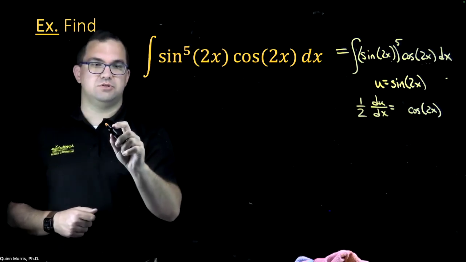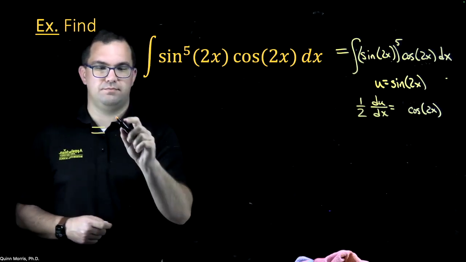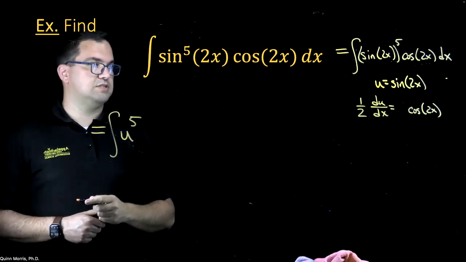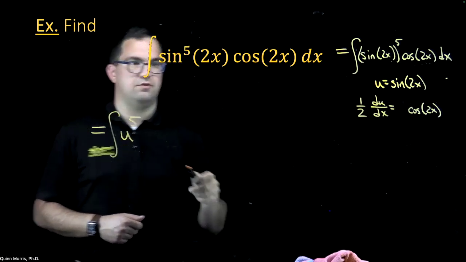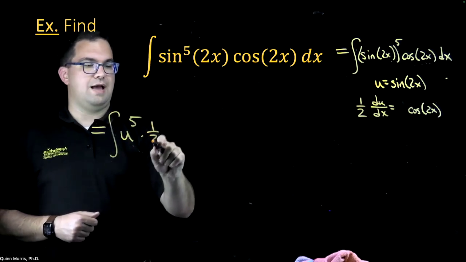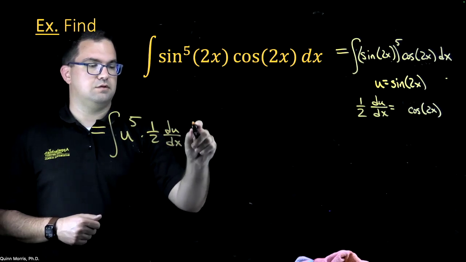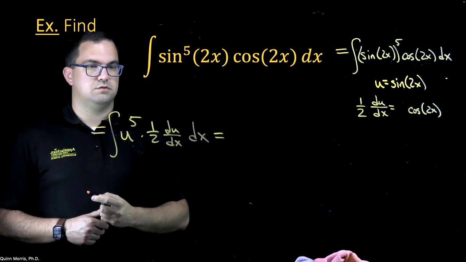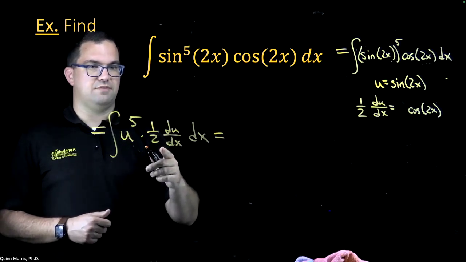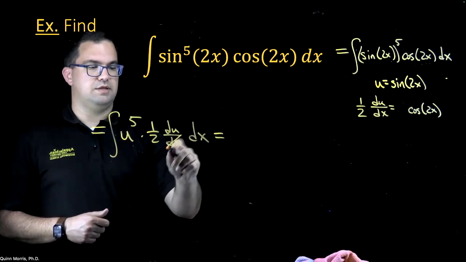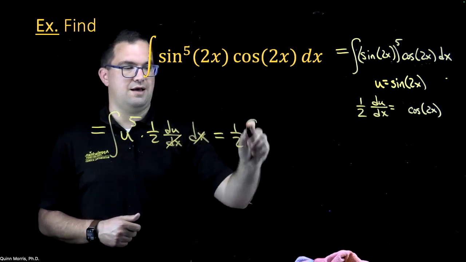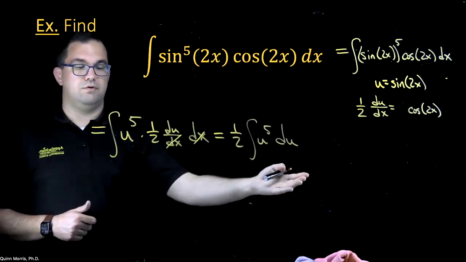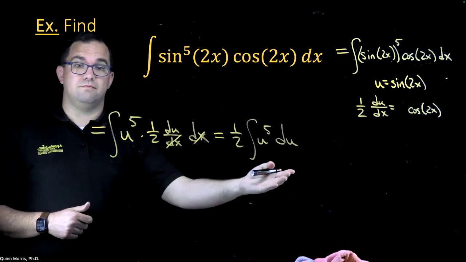And so if I were to make that substitution, I would get that this is equal to the integral of u to the 5th times 1/2 du dx dx, since my u is sine of 2x. So now if I look at this, I have this constant 1/2, it can come out front. The dx's will cancel here. This will become 1/2 integral of u to the 5th du. And now, that's a very nice antiderivative.